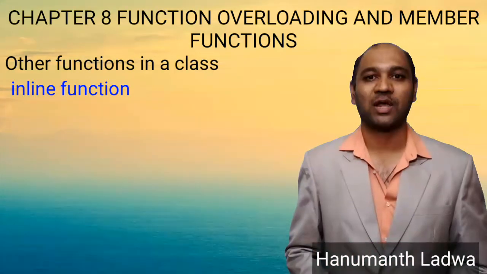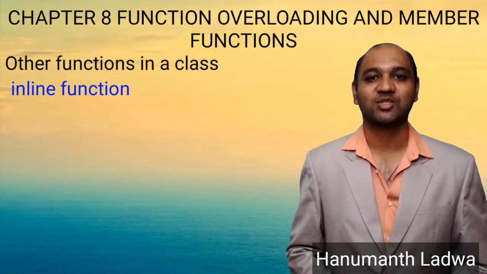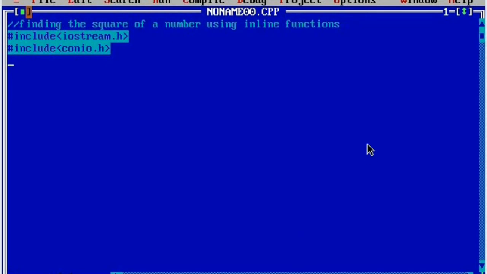Now let us take a programming example to find the square of a number using inline functions. Here you can see I have already written a single line comment, finding the square of a number using inline functions. So I have already written the preprocessor directives, that is #include <iostream.h> and #include <conio.h>.